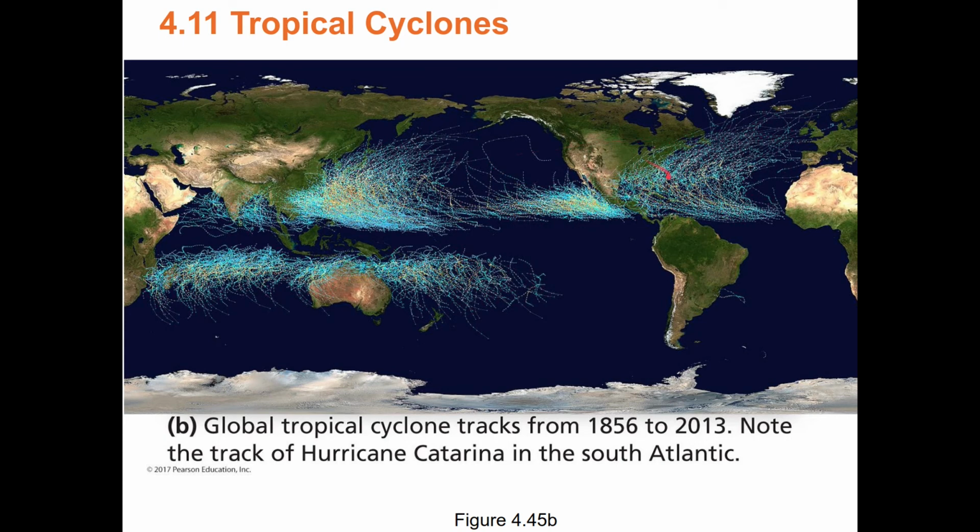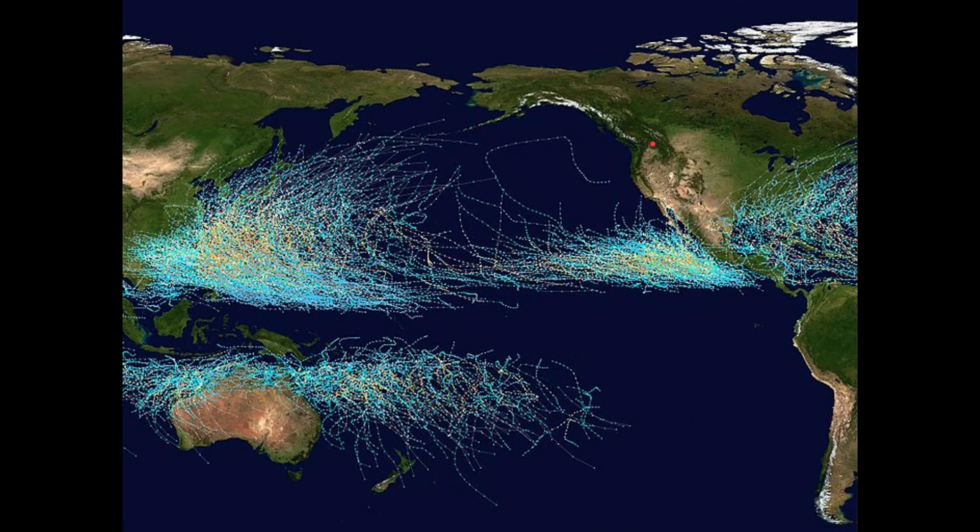You also don't get them, they don't form over the land. And typically when they move inland, they get cut off from their sweet supply of water vapor. So they just fizzle out. There's a close-up view. You can see that they try, but they die.